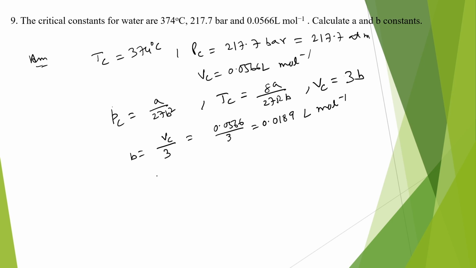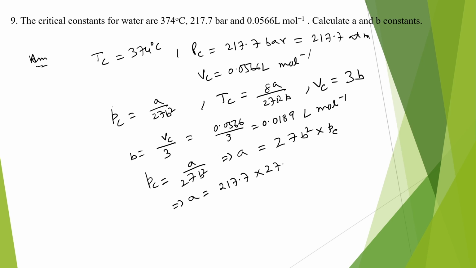Now we need to calculate the value of a. Now Pc is a by 27b². So a is 27b² times Pc. So you get value of a is 217.7 times 27 times b² is 0.0189 squared. So we get value of a is 2.09 atmosphere liter square mole to the minus 2. This was problem number 9.